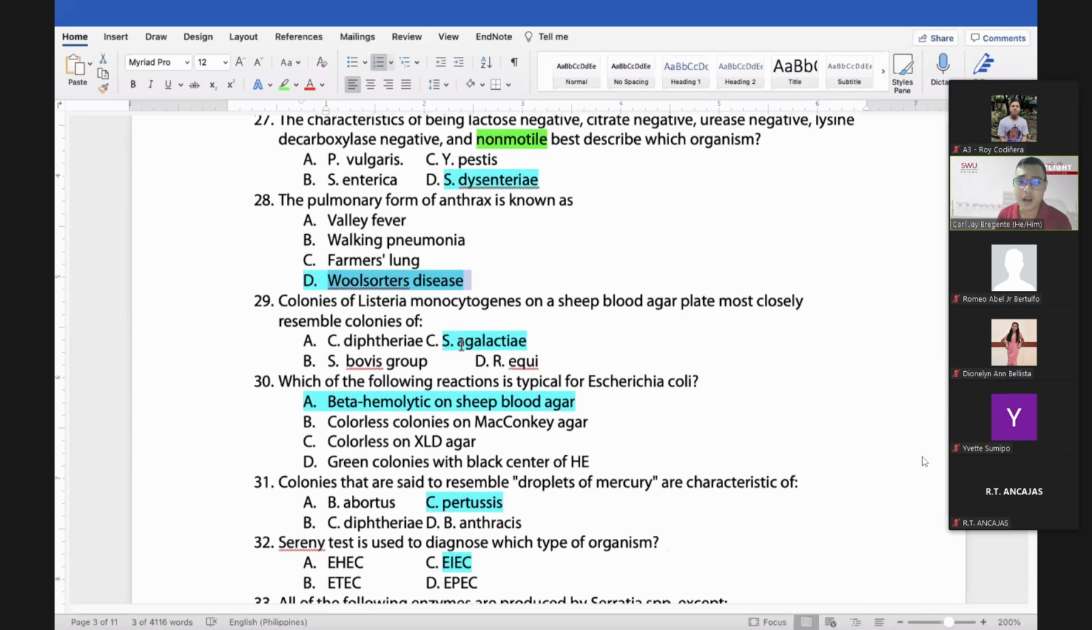29, colonies of Listeria monocytogenes on blood agar plate most likely resemble colonies of... the correct answer here is Streptococcus agalactiae. Okay? Your Listeria monocytogenes, class, has the same characteristics, the same biochemical test result with CAMP test. The only difference is the formation of the result. For Streptococcus agalactiae, the bowtie is the appearance, for Listeria it is reversed, the CAMP formation.